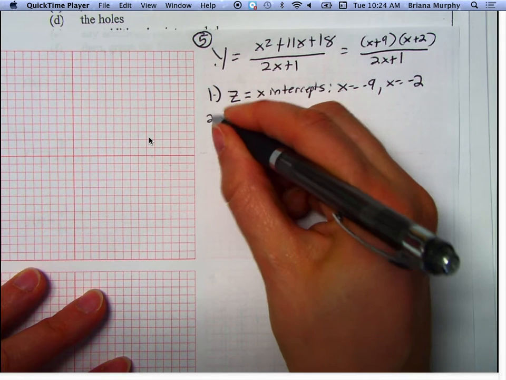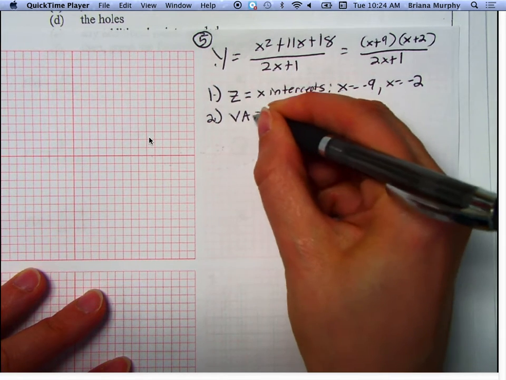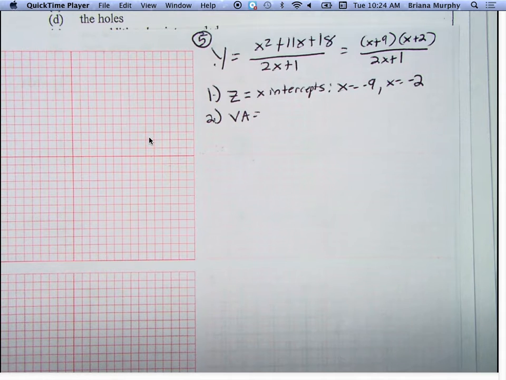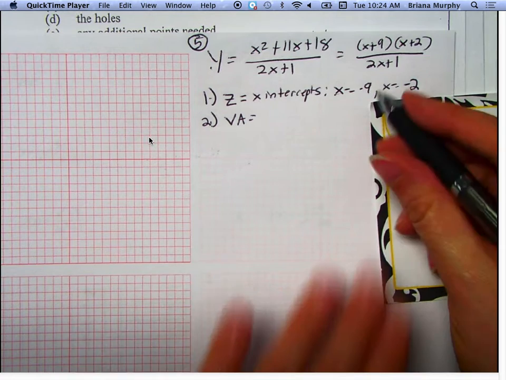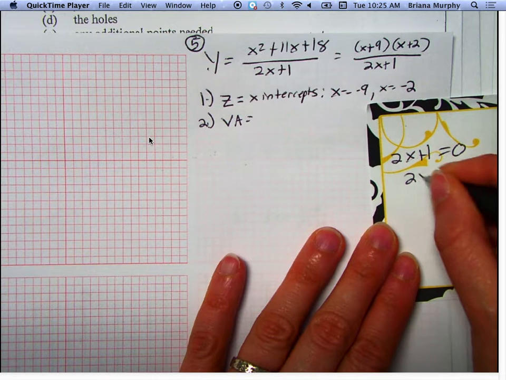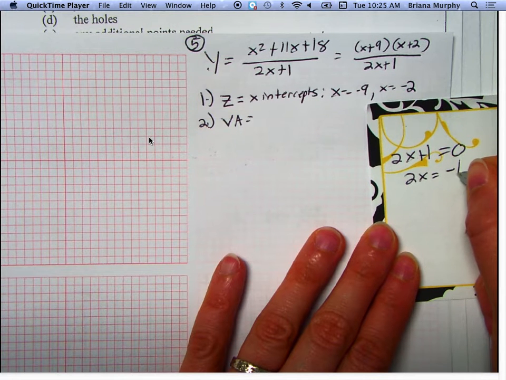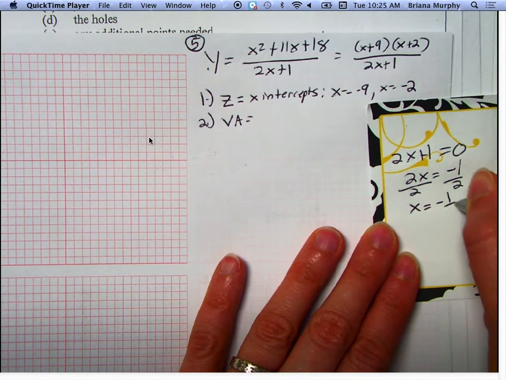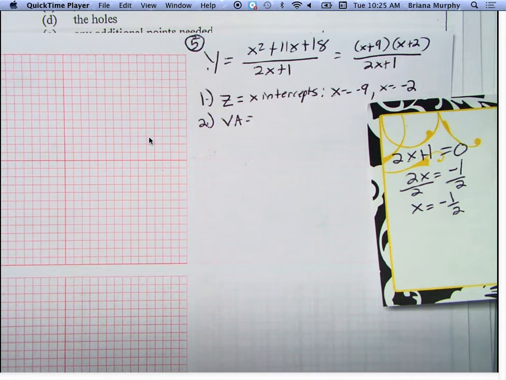Okay. Number 2 is a little harder, vertical asymptote. It's not super clear. How would I figure out what it is? I would set the bottom equal to 0. I never have enough room, guys, so I'm going to do this right here. 2x plus 1 equals 0. I'm going to get 2x equals negative 1. Divide by 2, and then I'm going to get x equals negative 1/2. Am I going too fast, or are we okay?